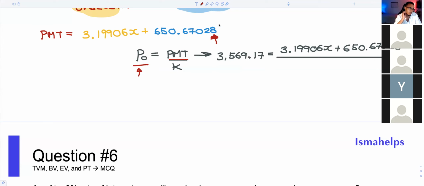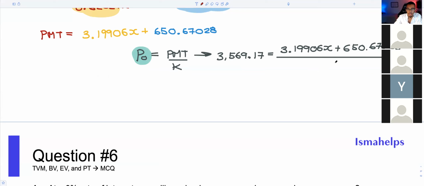I don't know if that gave you more context. I hope that helped. But I'll give you the general rule. When we're already giving you this amount here, you already have it. You just got to plug it in and solve for the missing value.